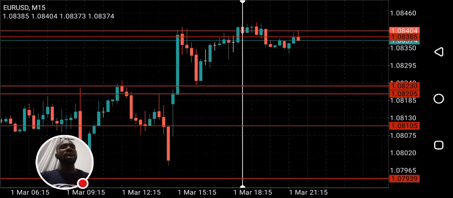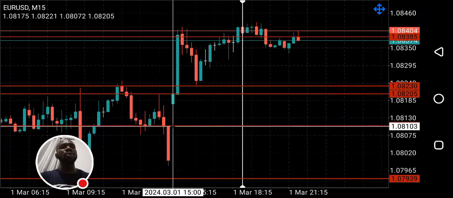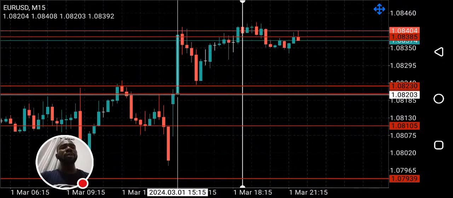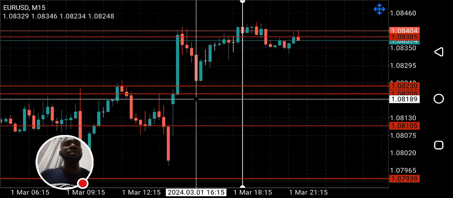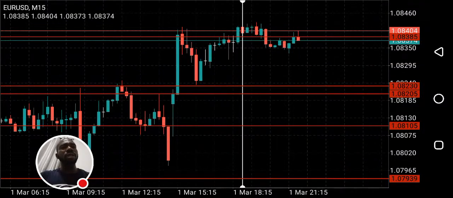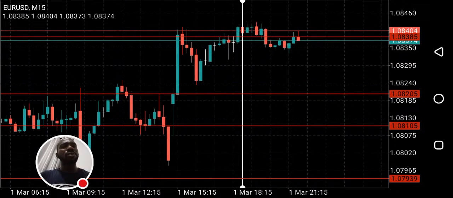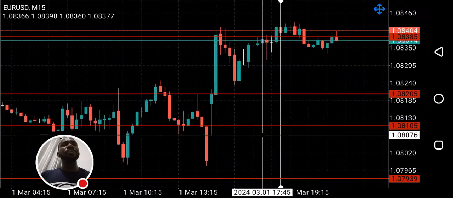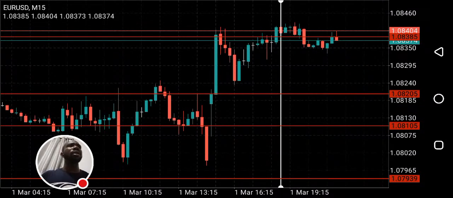This is the fair value gap on 15 minutes: the gap between the high of this candle and the low of this bullish candle. This is the fair value gap. I want to see price fill this fair value gap on 15 minutes before buying Euro USD. Okay, I want to see price fill this gap before buying Euro USD. I hope that is clear.